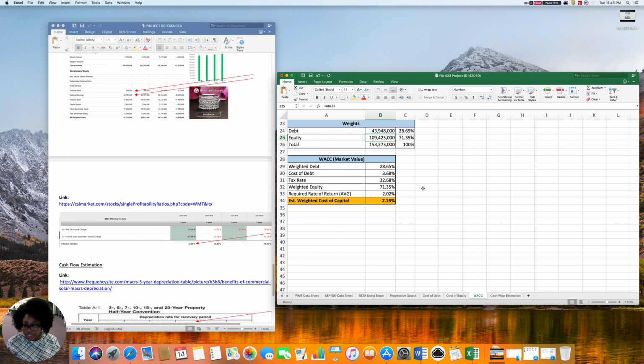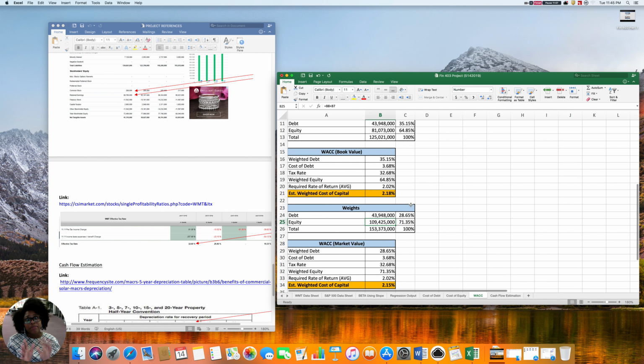Now, of course, this is all estimations, and this is kind of based on what we learned in class. So the market value, which is what people tend to go by, the market, because you can manipulate the books, as you see that they're not too much of a difference. You see that the book value is a little higher, and then we see the market value is just a little tad bit lower by 0.03%, of course, because the book value will be higher. But the market says 2.15%.